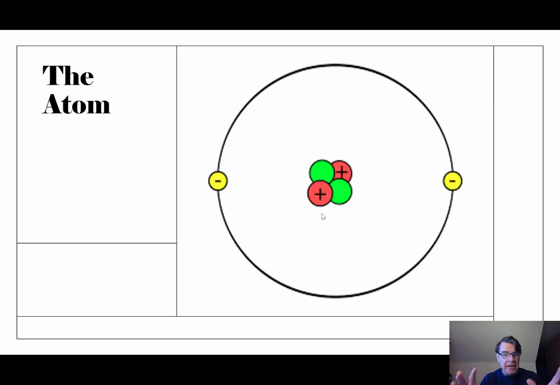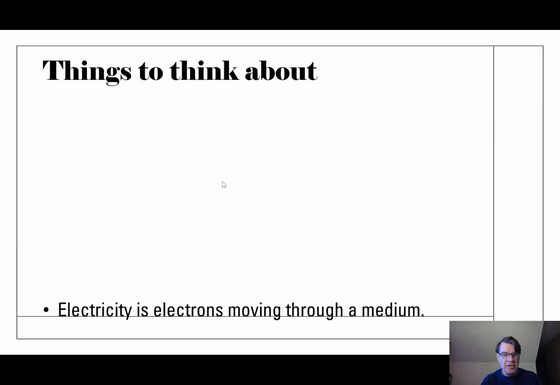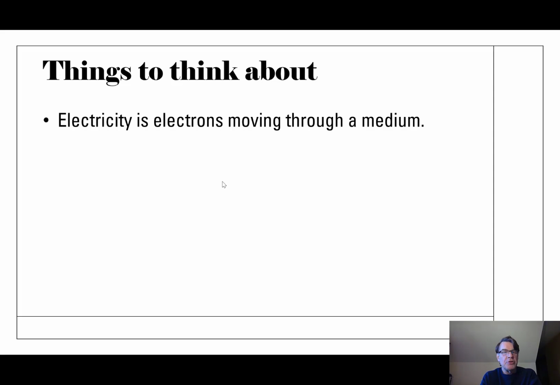But the bottom line is electricity is these electrons, these negatively charged particles, going for a walk. That's what electricity is. So things to think about. Electricity is electrons moving through a medium like a copper wire. As we'll see, some mediums let them go. Some are like none shall pass. We call those insulators, rubber and things like that.